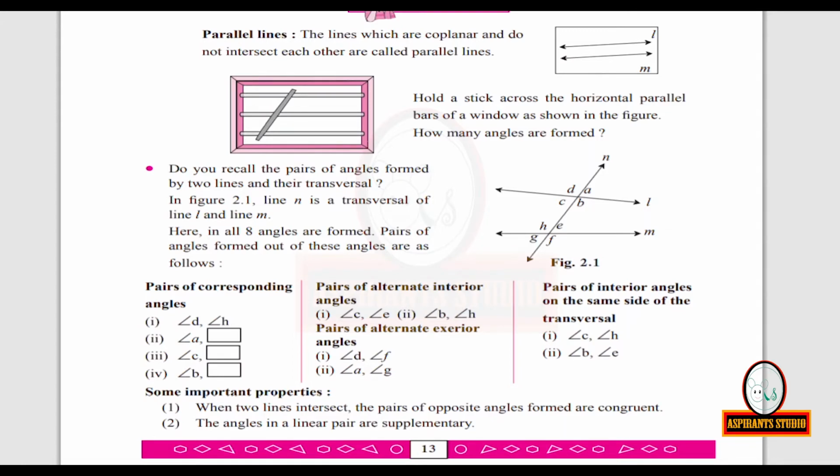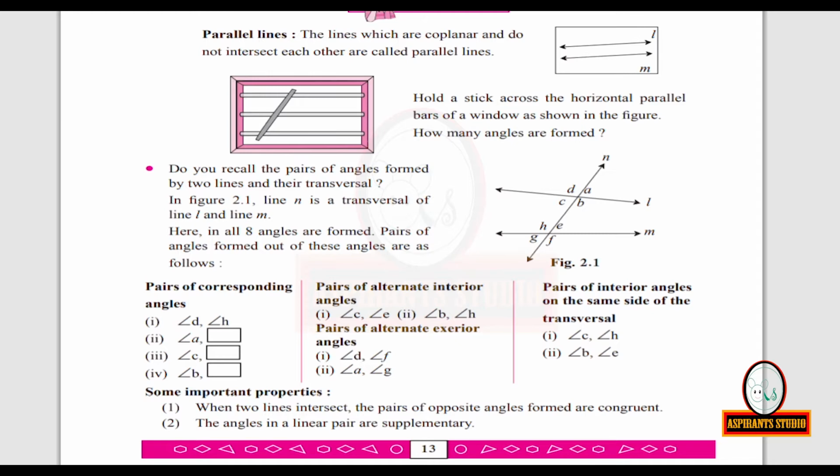Now, parallel lines, the lines which are coplanar. Coplanar means lying on the same plane. The lines which are coplanar and do not intersect each other are called parallel lines. So we have in this figure the parallel lines line L and line M. Line L is parallel to line M.